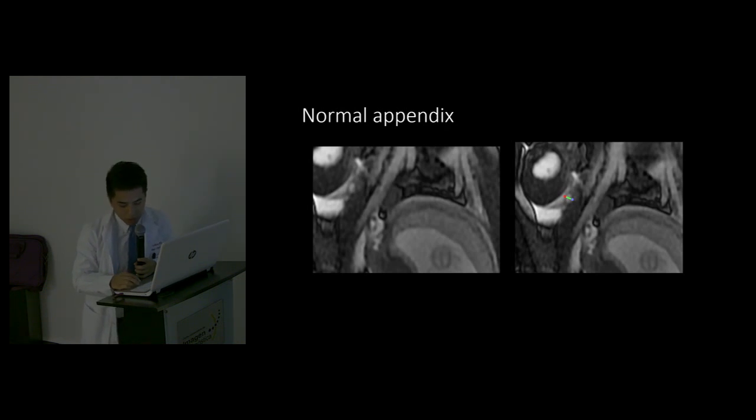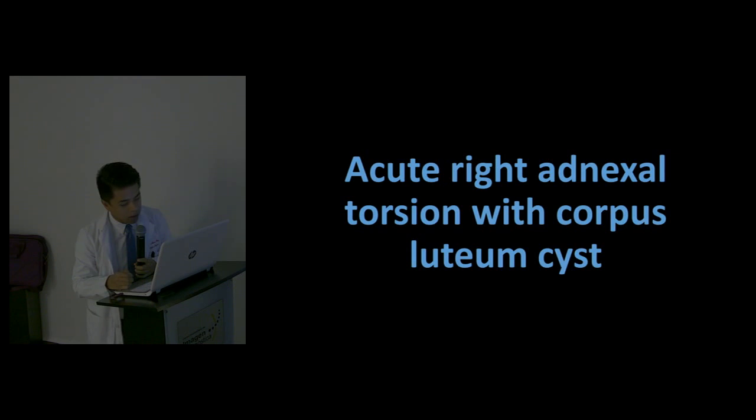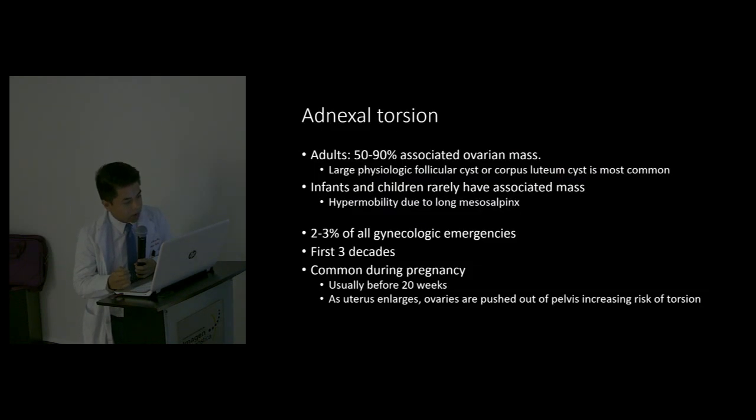So with these images, we made the diagnosis of an acute right adnexal torsion with a corpus luteum cyst. Adnexal torsion is more frequent in adults, where 50 to 90% is associated with an ovarian mass, usually benign, like a large physiological follicular cyst, and a corpus luteum cyst is the most common. In children it is most associated with hypermobility due to a long mesosalpinx.